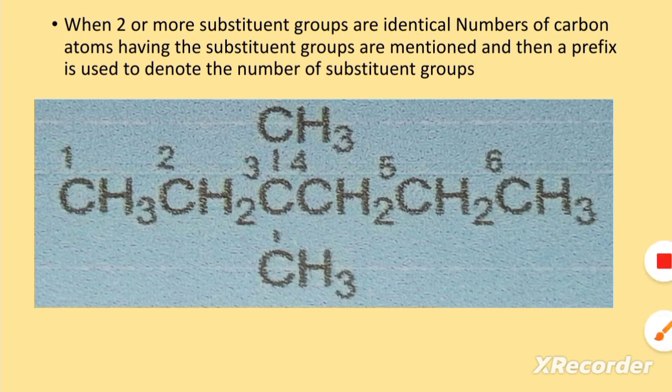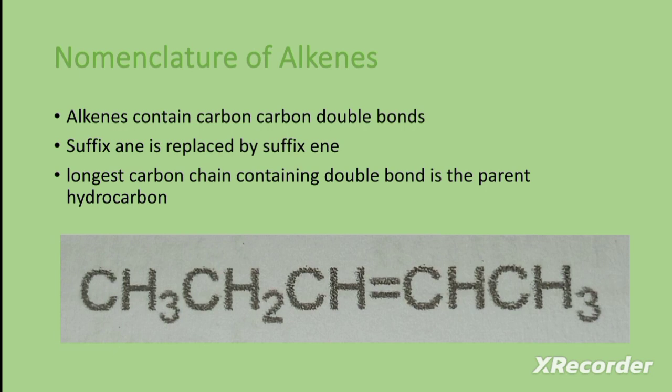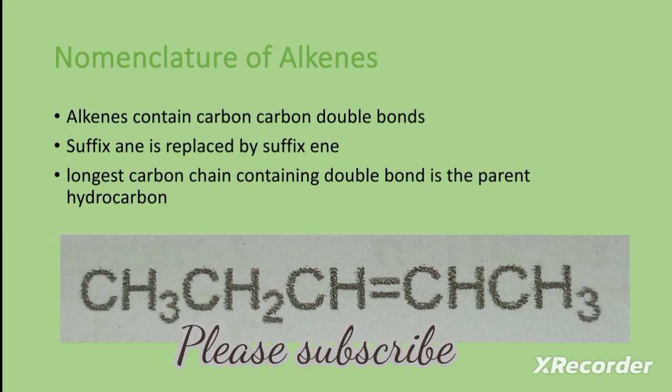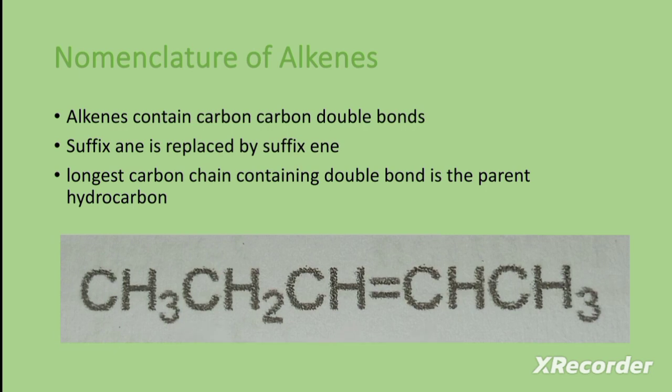Now we will begin the nomenclature of alkenes. Alkenes contain carbon-carbon double bonds. So the suffix "ane" in the alkanes is replaced by the suffix "ene" for the nomenclature of alkenes. Right? So in selecting the longest continuous carbon chain, we should consider the longest carbon chain containing the double bond. Right? The double bond is there in the parent hydrocarbon.